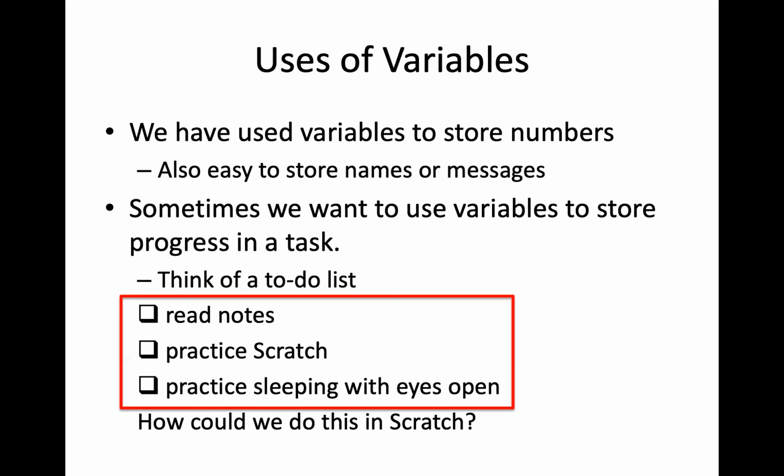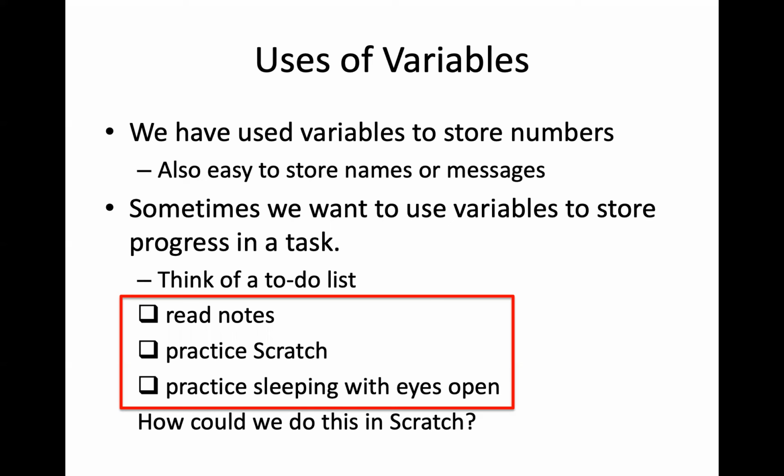So let's look at an example. Let's assume that we're writing a computer program that's going to support a to-do list of things that you have or haven't done, that you need to do today. So for example, we could have a to-do list saying that we're going to need to read the notes from the class, we're going to need to practice programming Scratch, and we need to practice sleeping with our eyes open. So the question is, how do we take this kind of real world concept, this kind of requirement for what we want the program to do, and how do we implement that in Scratch?